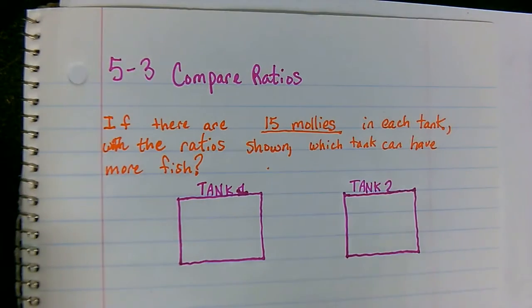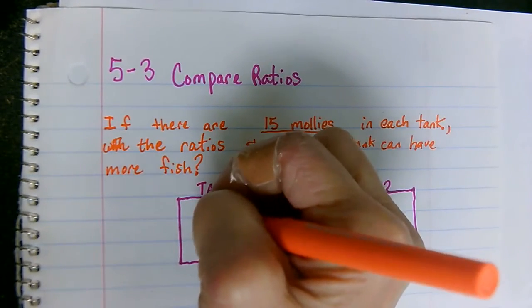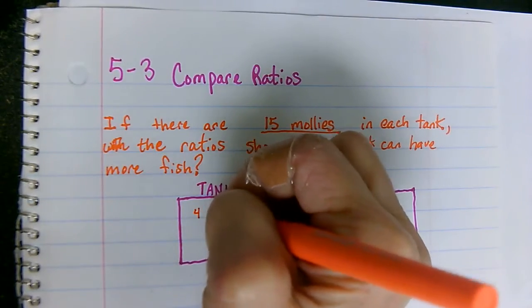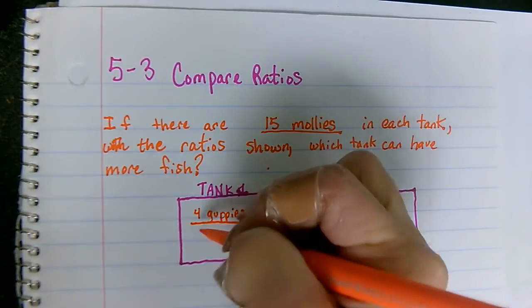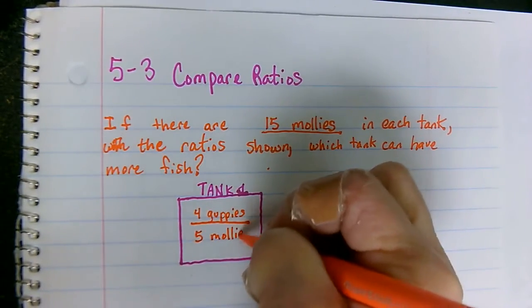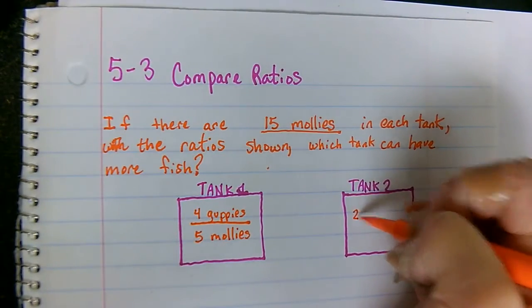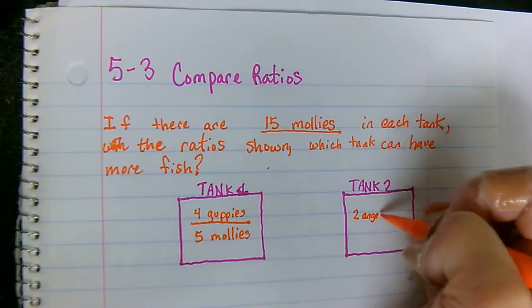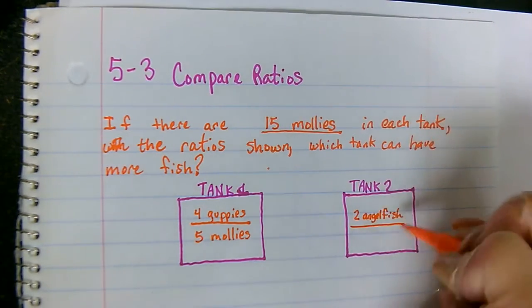Okay. Let's say in tank 1 we have 4 guppies with a ratio of 4 guppies to 5 mollies. Okay. Let's say in tank 2 we have 2 angelfish to 3 mollies.